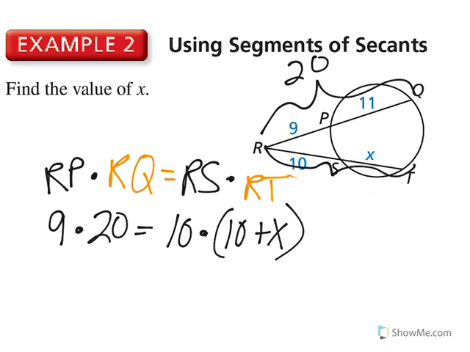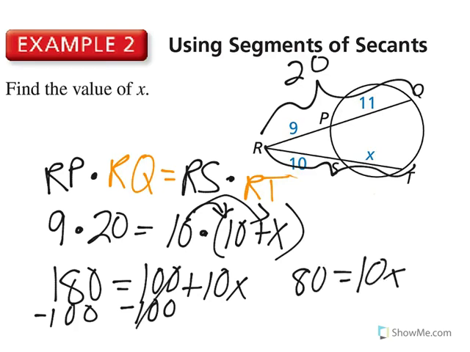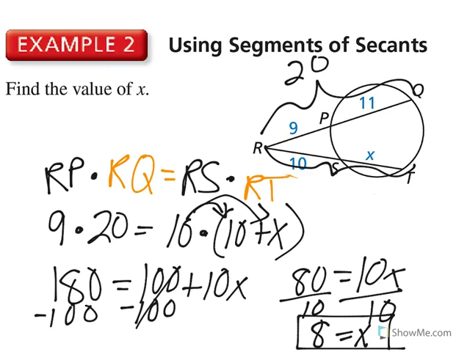So then we just need to solve. 9 times 20 will give you 180. On the other side, I need to distribute again. So I have 100 plus 10x. I'm going to try to solve, so I'm going to subtract my 100 here. 180 minus 100 leaves me 80. On the right side, I would only have my 10x left. To get x by itself, I undo this multiplication. I divide by 10. And so x is going to equal 8. It only asks for the value of x, so that's it.